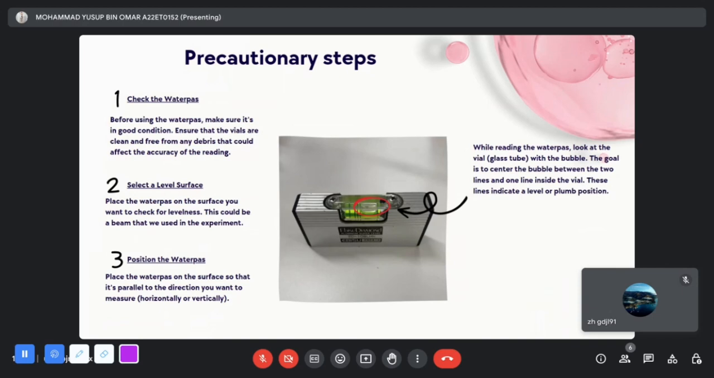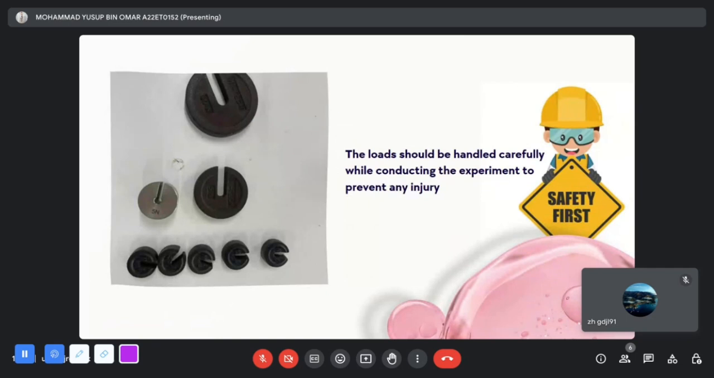Lastly, while reading the water pass, we need to look at the glass vial, which contains the bubble. The goal with the water pass is to center the bubble between the two lines inside the vial. These lines indicate the level or plumb position. This is the load that we use in our experiment, and we need to handle it carefully to prevent any injury.